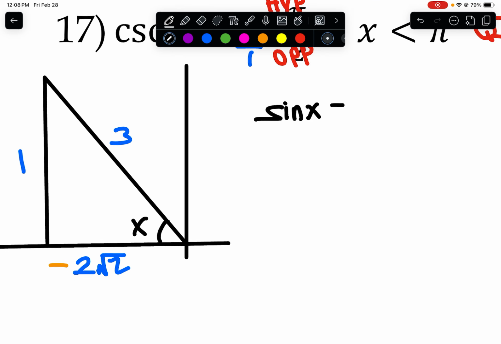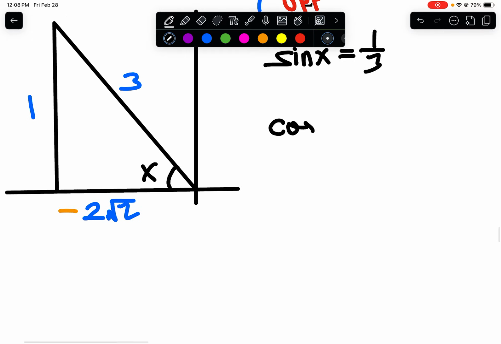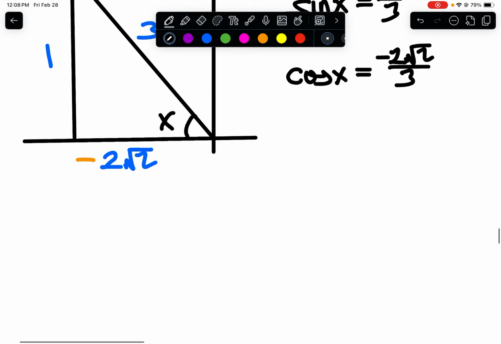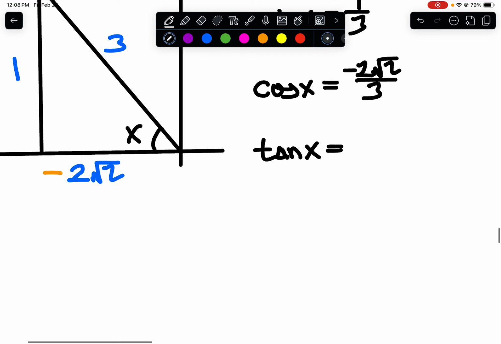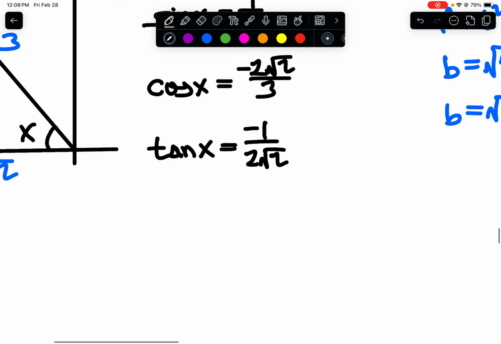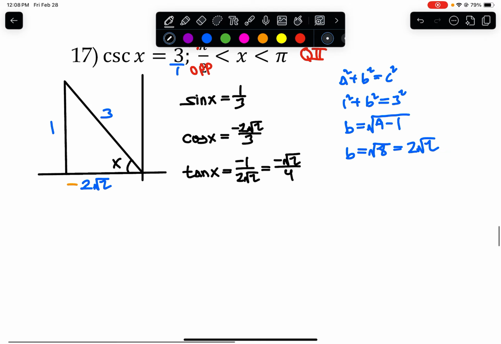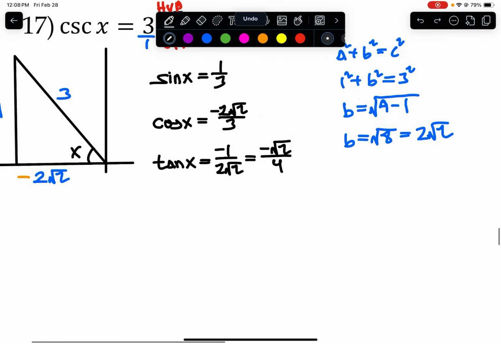So sine of x is going to be 1 over 3. And then cosine of x is going to be negative 2 root 2 over 3. Oh joy, that'll be fun to work with. And then tangent of x is going to be negative 1 over 2 root 2, which when you rationalize gives you negative root 2 over 4, which, I mean, we don't even need the tangent value, to be honest.